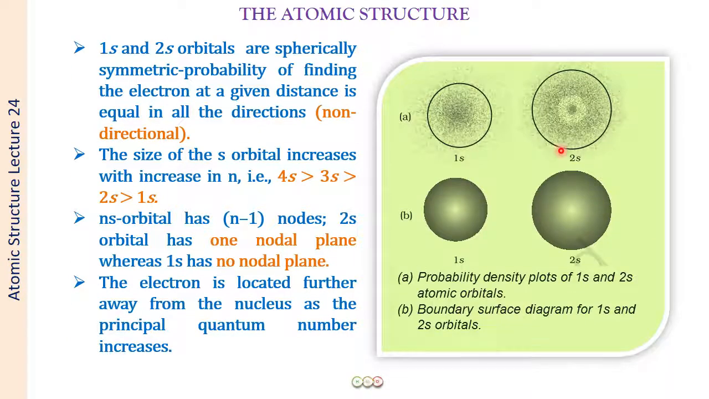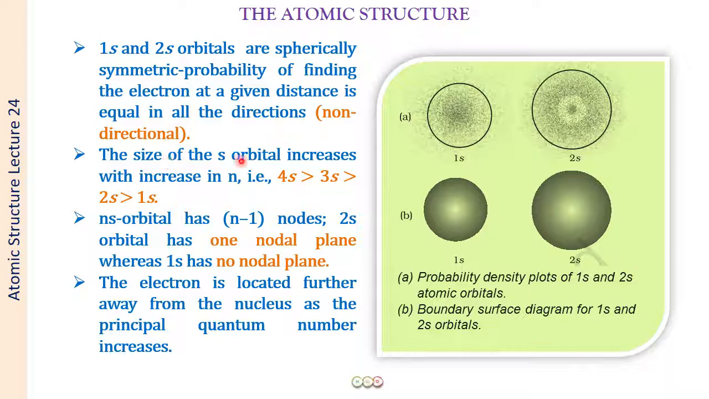So here is a diagram which is showing the probability density plot for 1s and 2s orbitals also. According to the dot representation also, you can see what is the region where the electron density is going to be maximum, and this is the boundary surface diagram that is drawn. From these, what we have come to know is that 1s, 2s orbitals are spherically symmetrical. That is, the probability of finding the electron at a given distance is equal in all directions, and hence the s orbitals are non-directional. Okay, so this is one important thing that you have to remember, that these are non-directional.